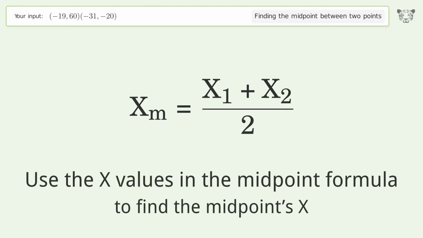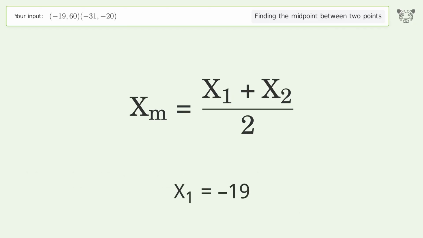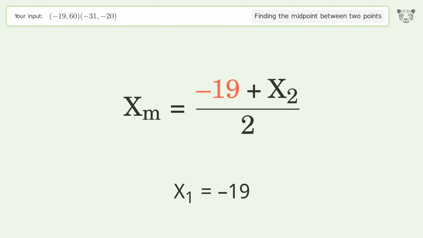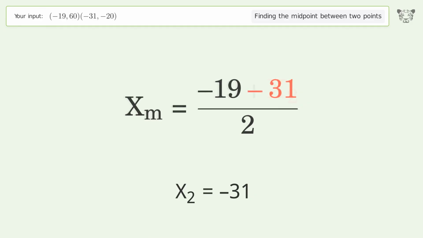Use the x values in the midpoint formula to find the midpoint's x. x1 equals negative 19. x2 equals negative 31. Simplify the arithmetic.